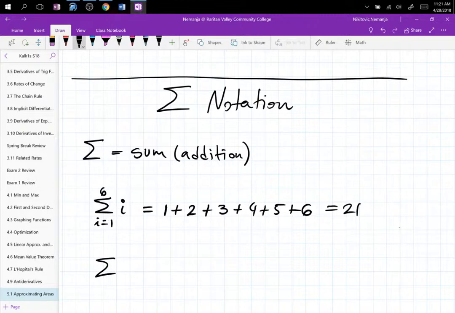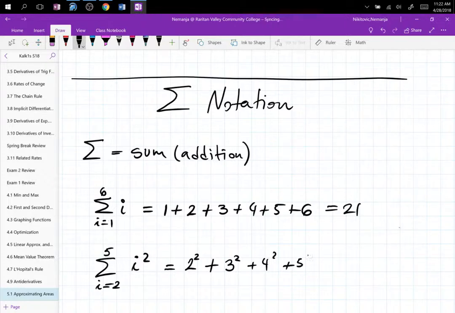This is another summation. i starts at 2, ends at 5 for i squared. The first number i gets to take on is 2, because this is where it starts. So i is 2 and then squared. You have to follow the formula. Summation, so plus. Next time around i is 3, so 3 squared, plus 4 squared, plus 5 squared.